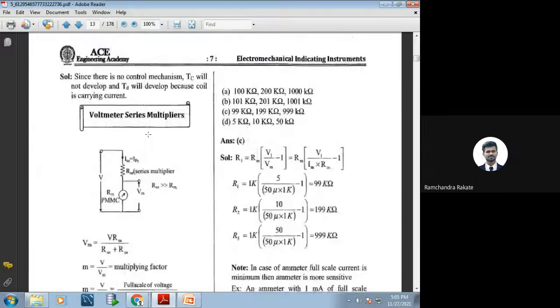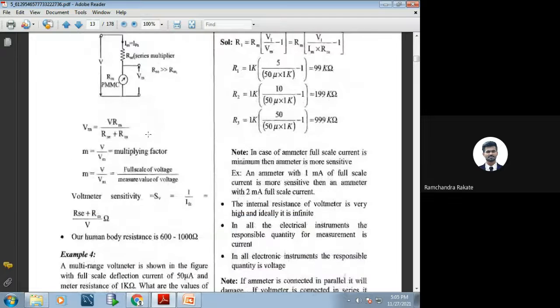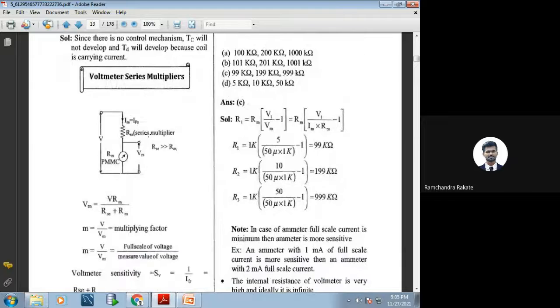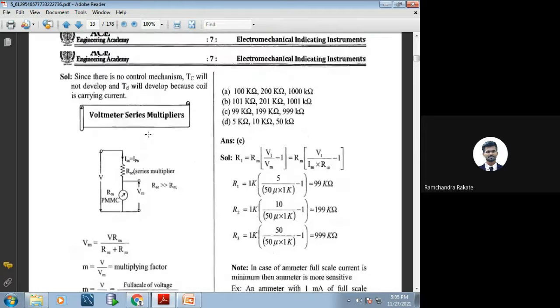What are you expecting? Okay, then we will move on to the range extension of the voltmeter.